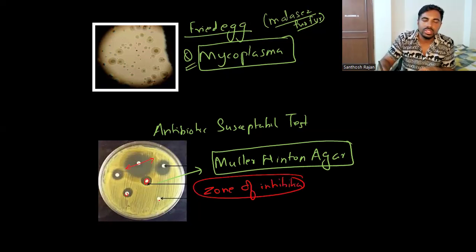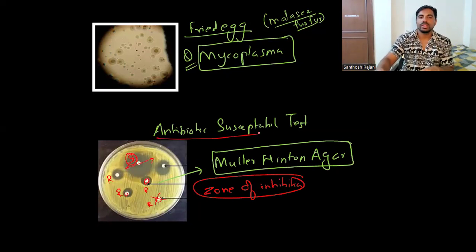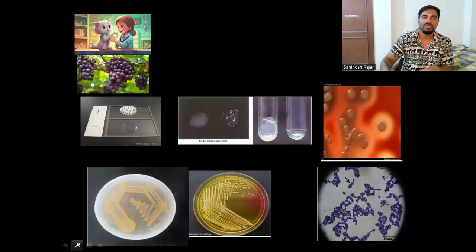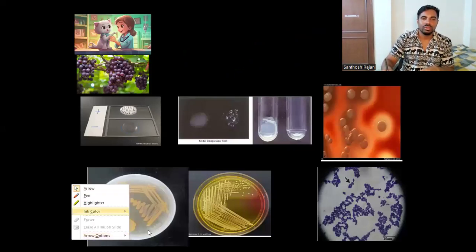If there is no zone, it is resistant. If there's a good space, it is sensitive, but if there's no space, these are all resistant. You have a particular value to compare with, to say whether it is working or not. Okay, that's Mueller-Hinton for antibiotic susceptibility testing. Mueller for checking the medicines. M for medicine.